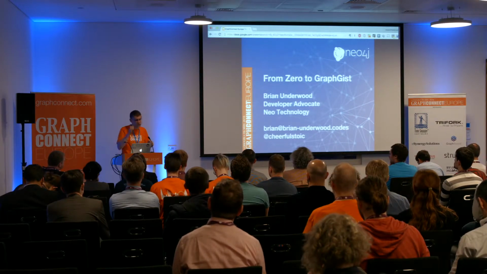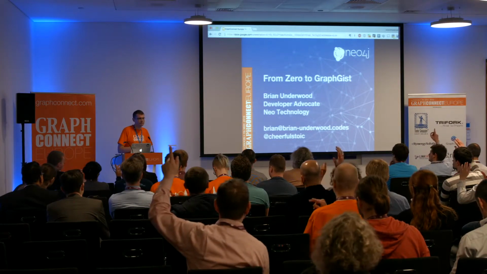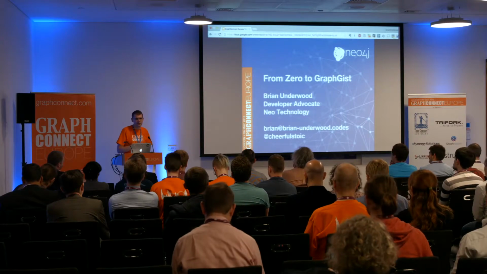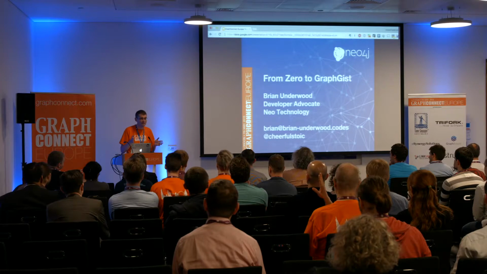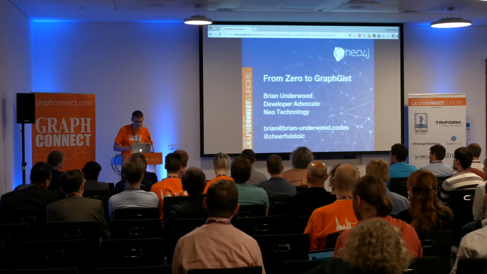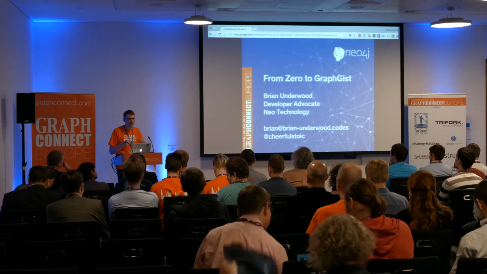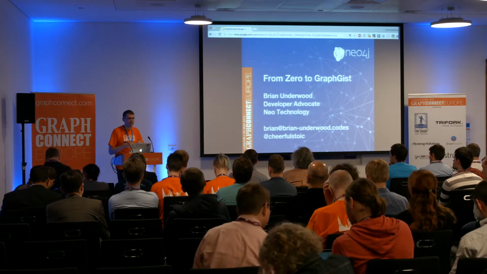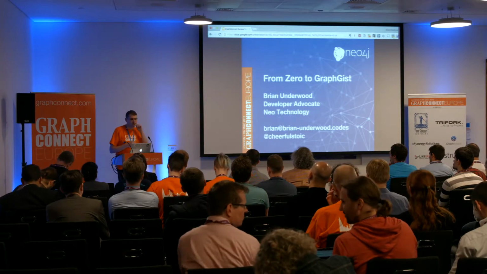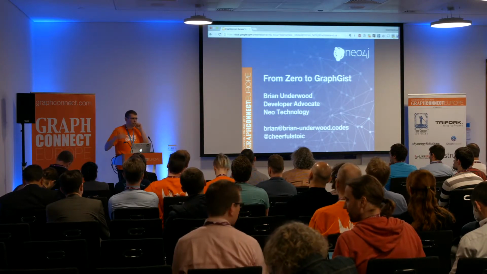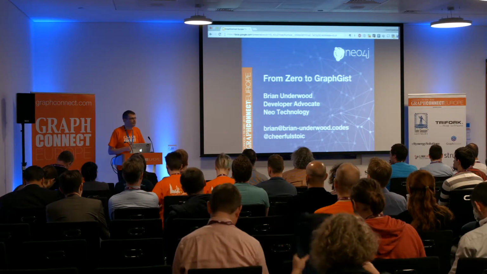First off, who knows what a gist is, like a GitHub gist? Okay, some people, good. So probably fewer people know what a GraphGist is. Probably a lot of people in here don't know what a GraphGist is because you're here. So a gist is very simple. It's something that GitHub set up to make it really easy to share text, be it code or log results or something like that. So you just go to gist.github.com.